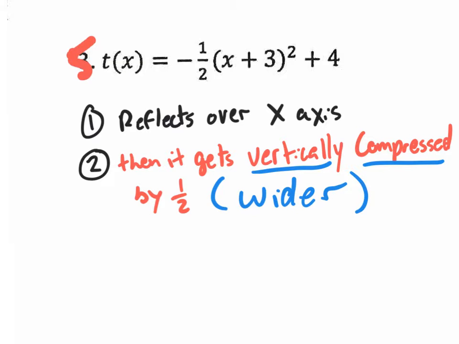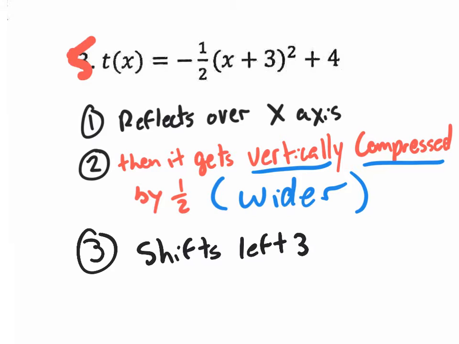Okay? What else? So we already said that it got reflected. We already said that it got wider, which is vertical compression. What else could we say? Is there anything else? Yep. The third thing would be the shifts. Emphasis on the F. Shifts. So where does it shift? Shifts left 3 units and up 4. Ta-da! You explained in words how the original parent graph is transformed to this new one.